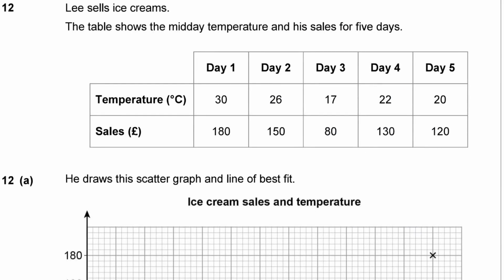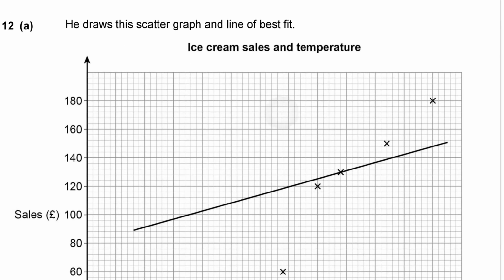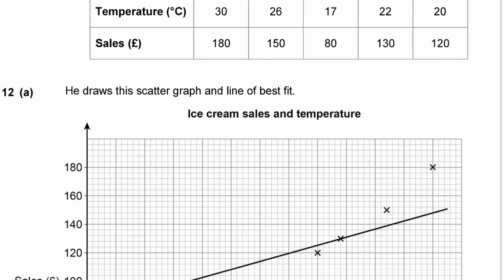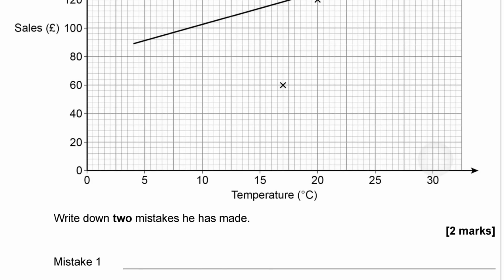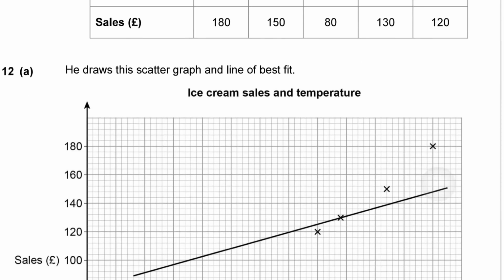Question 12. Lee sells ice creams. The table shows the midday temperature and his sales for 5 days. So we've got temperature and sales for 5 days. Now that has been drawn on a scatter graph. So he's drawn that scatter graph and the line of best fit. What do we think of that? Write down 2 mistakes he has made. Oh joy. So we need to go and check all of these then.